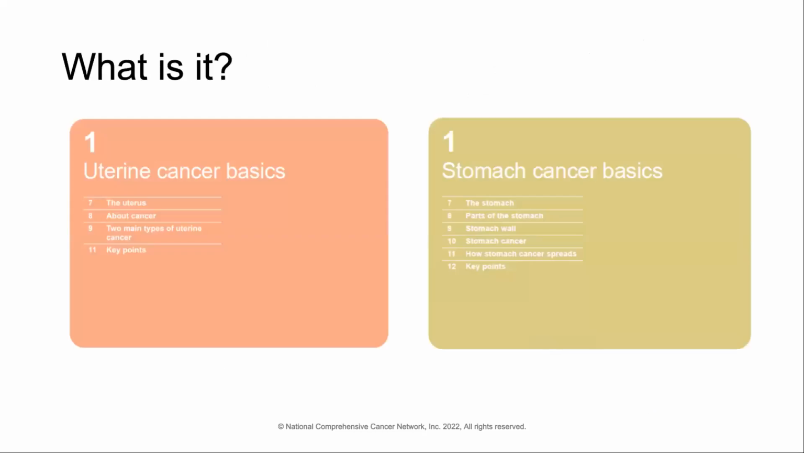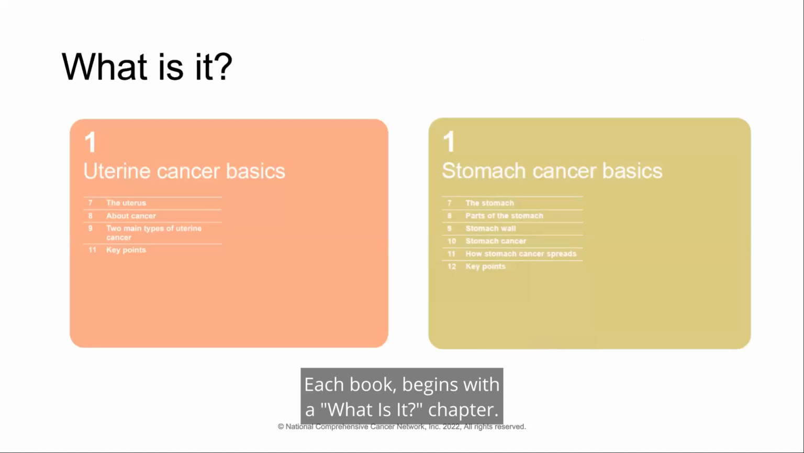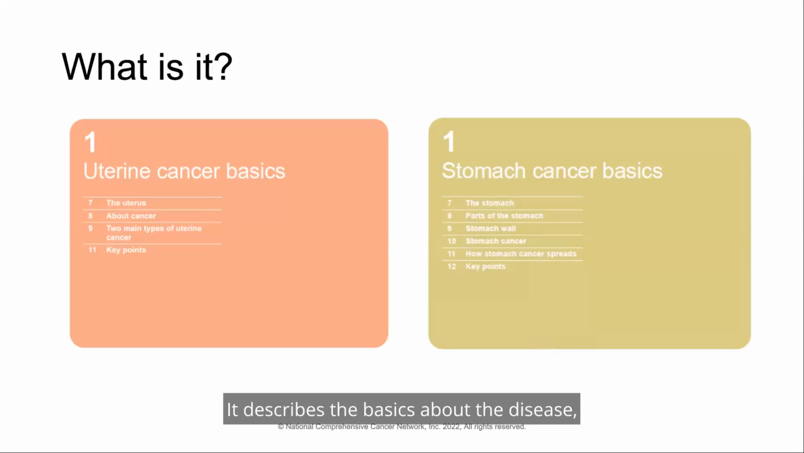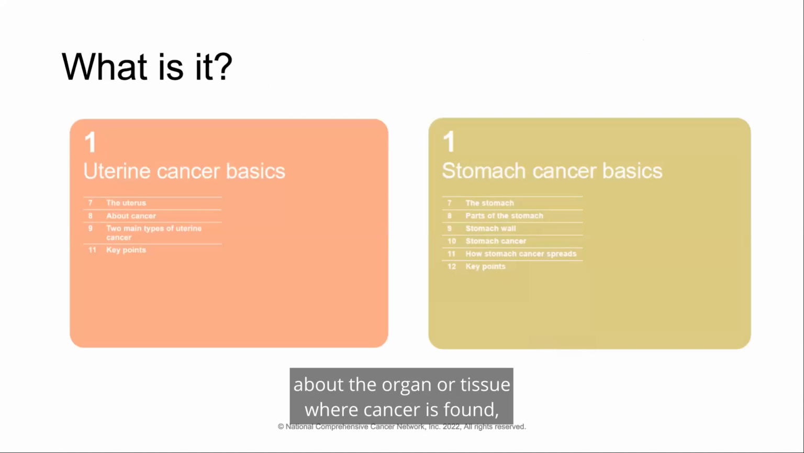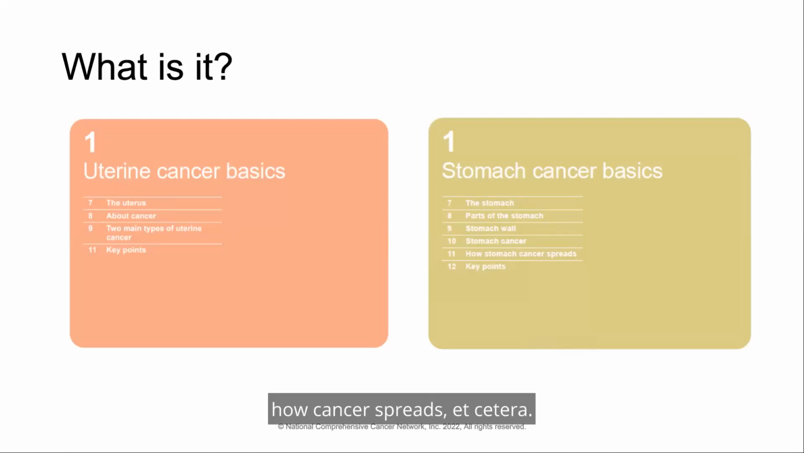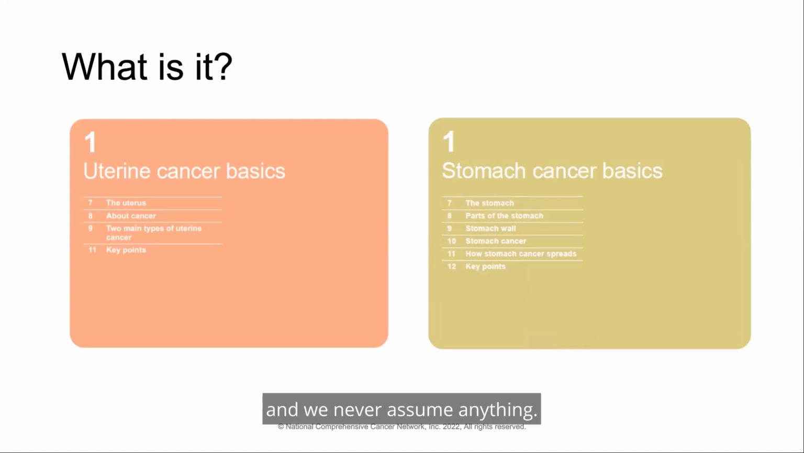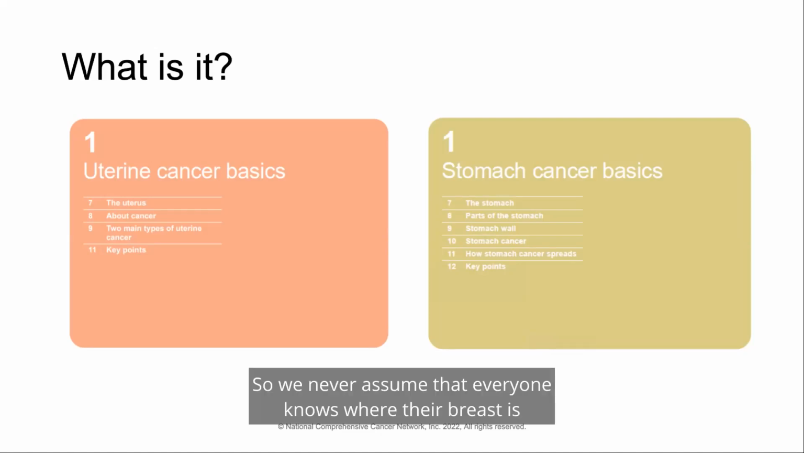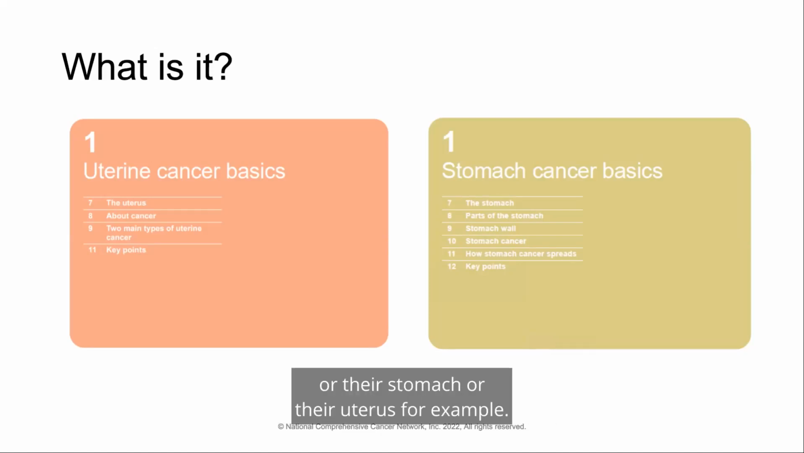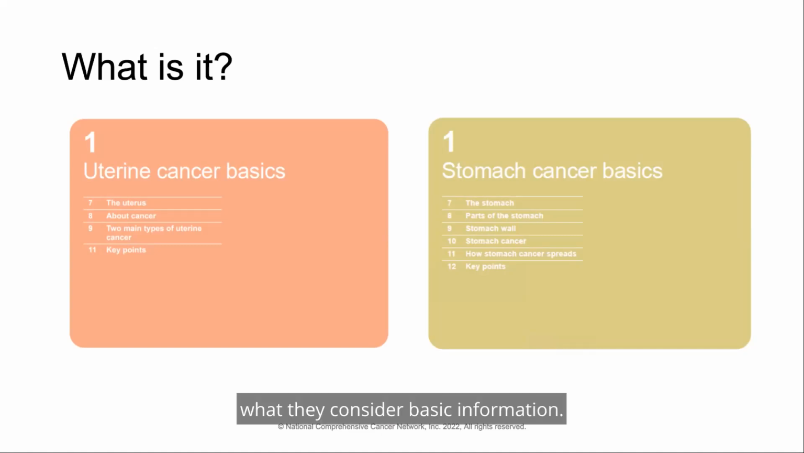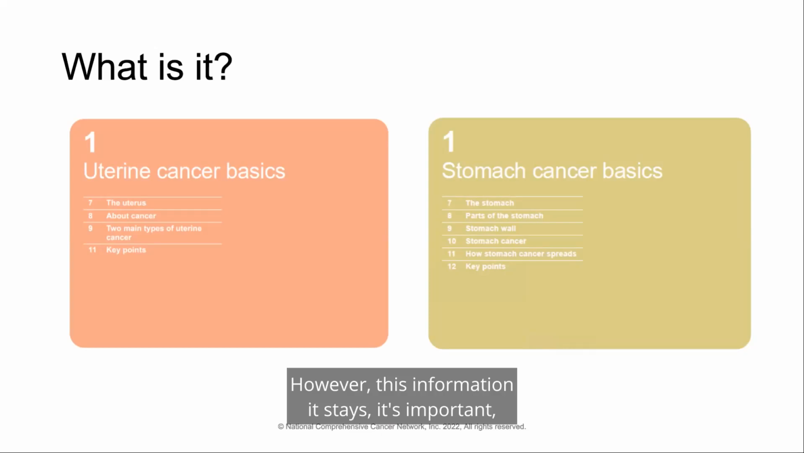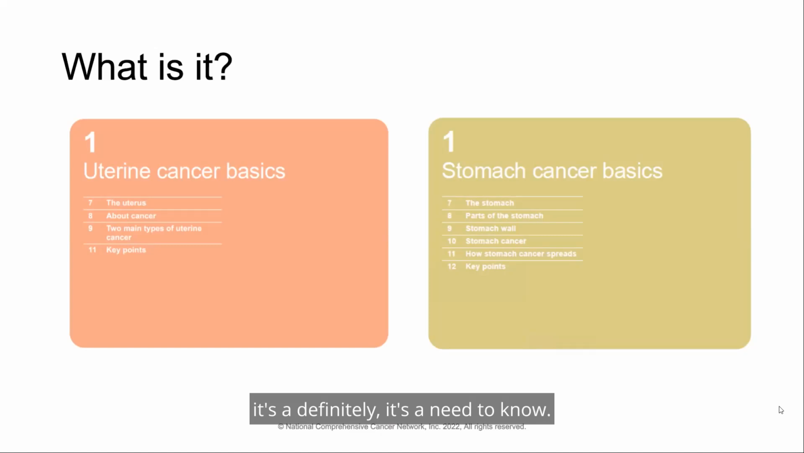So what is it? Each book begins with a what is it chapter. It describes the basics about the disease, about the organ or tissue where cancer is found, how cancer spreads, etc. We always start with a brief overview of the disease, and we never assume anything. So we never assume that everyone knows where their breast is, or their stomach, or their uterus, for example. We do have reviewers that suggest we remove what they consider basic information. However, this information stays. It's important. It's definitely a need to know.